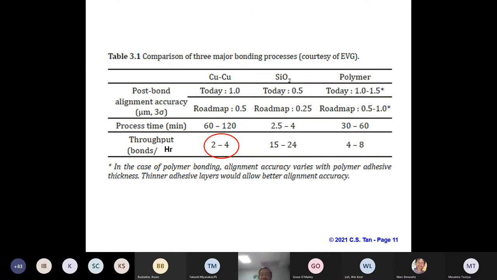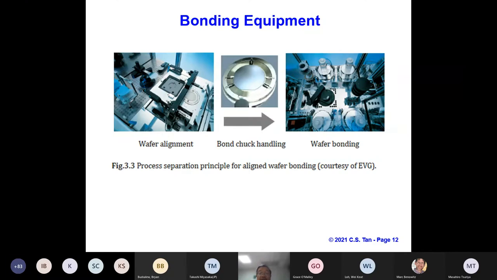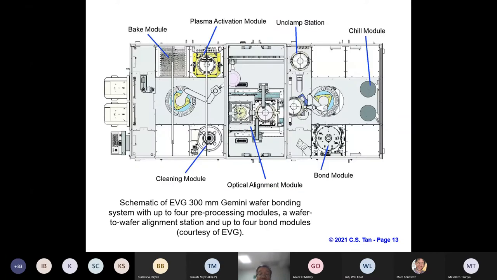And I like to again borrow this chart from EVG because it shows you the real motivation behind what I'm going to be talking about tonight. Basically, if I compare copper, silicon dioxide, and polymer bonding, copper-to-copper bonding, we know that it gives you a lot of very interesting physical properties. But the issue really is the throughput. The throughput is the lowest among the three. So what can we do about that? We'll talk about that later on. And these are some of the photos just to show you in terms of equipment how it looks like. This is, of course, a chart that I borrowed from EVG. And this is how it looks like.